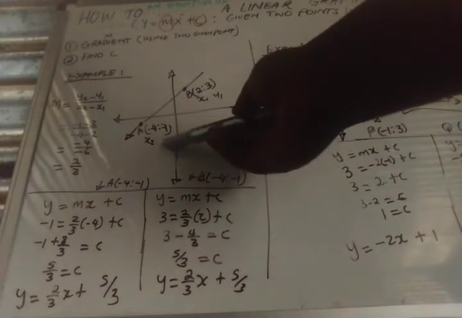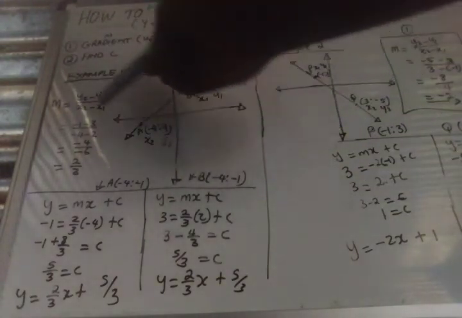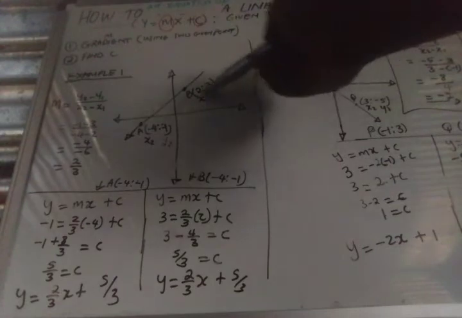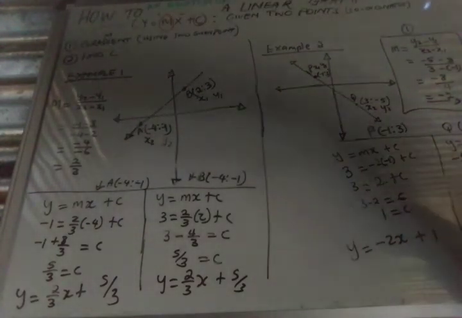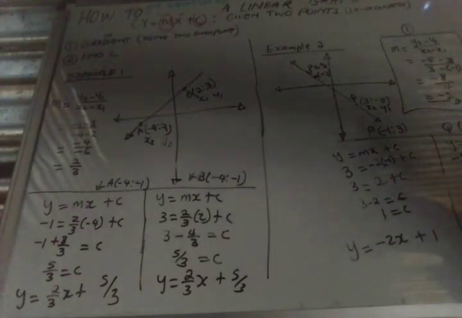So the y2 is negative 1, we substitute there, and then y1 is 3, so it's going to be negative 1 minus 3, and then the x2 is negative 4 minus 2. Overall we'll end up with a gradient of 2 over 3.